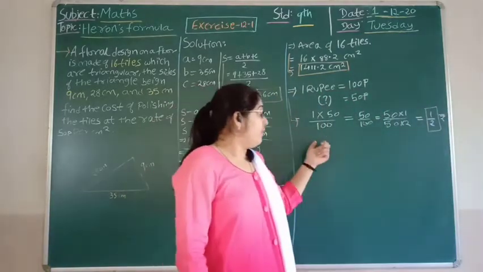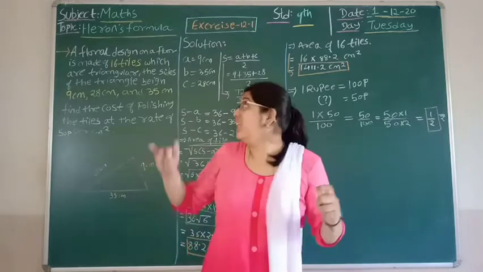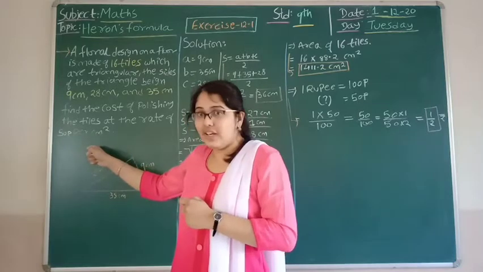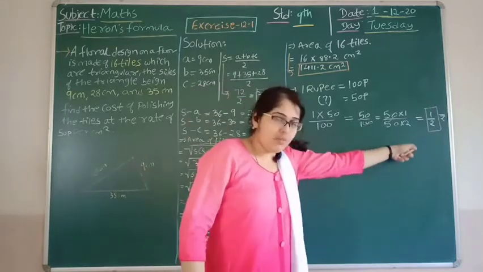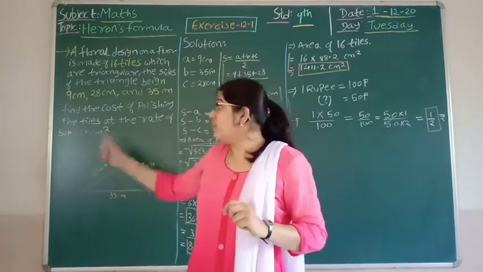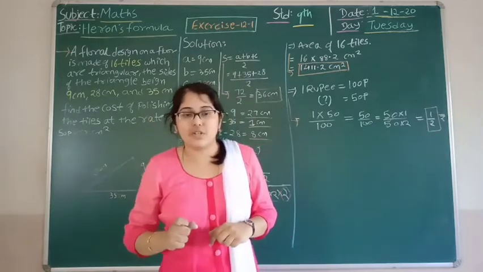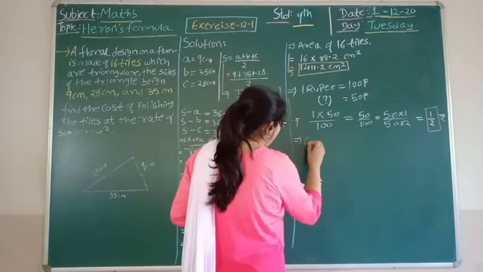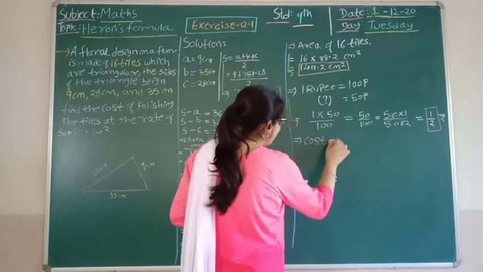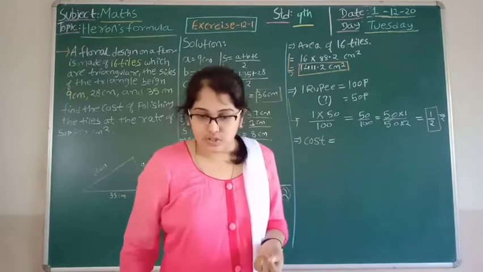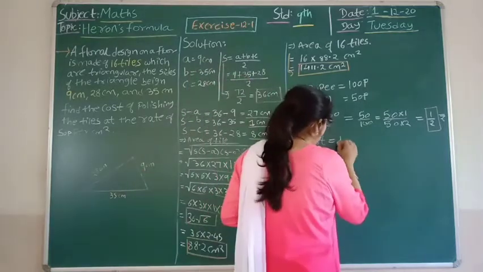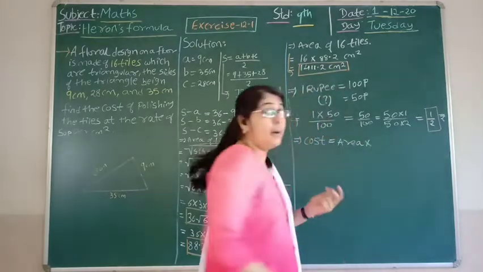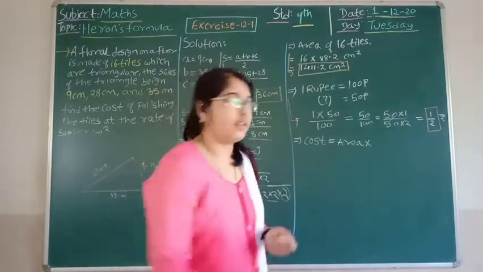Now what we need to do? We need to apply the cost for polishing these tiles. We have been given the rate, which we got by converting it. Now it has been given 50 paise per centimeter square. So now to find the cost, we will apply the formula: cost equals area, because basically the area multiplied by rate.